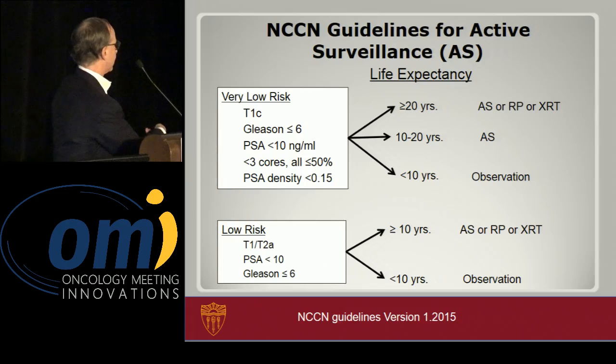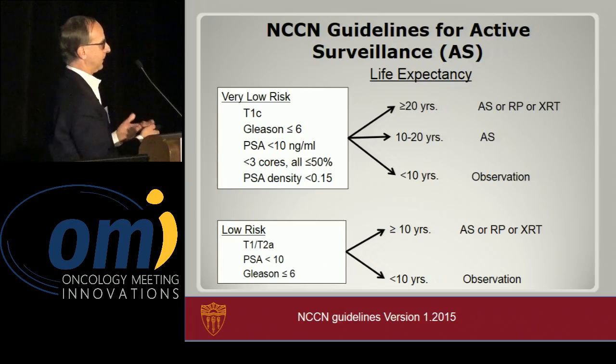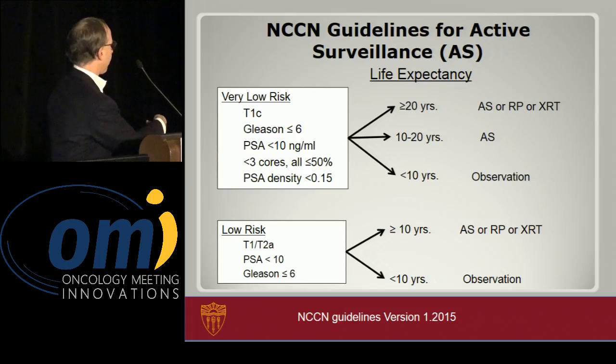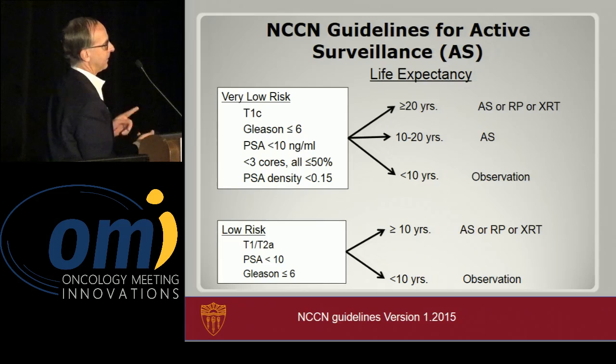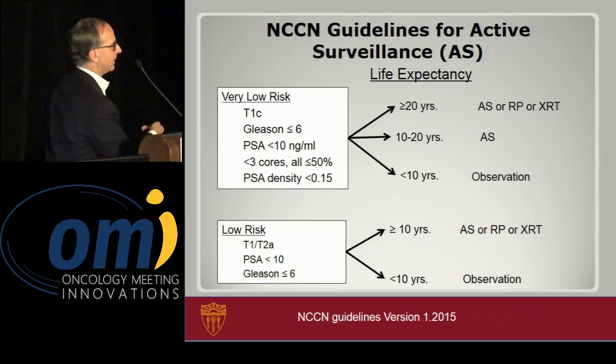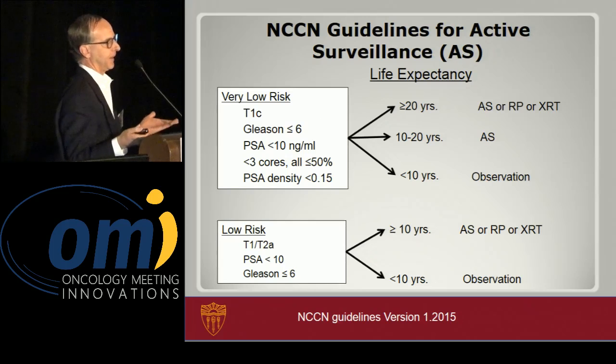And then the conventional low risk, which is more like the D'Amico criteria, they have these three main factors. You could have a palpable tumor, but the Gleason has to be 6 or below, and the PSA has to be 10 or below. And then the NCCN separates it based on survival. So they talk about the expected survival. If it's less than 10 years, basically you should only observe those patients, which is to say no surveillance.